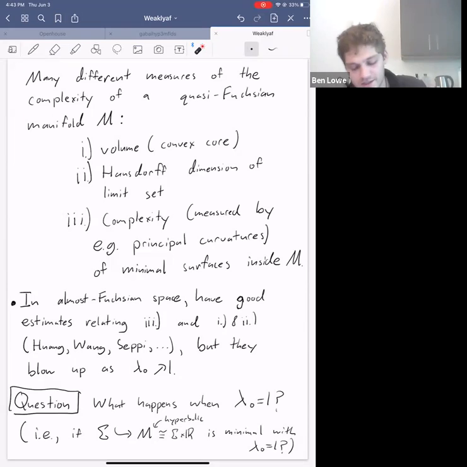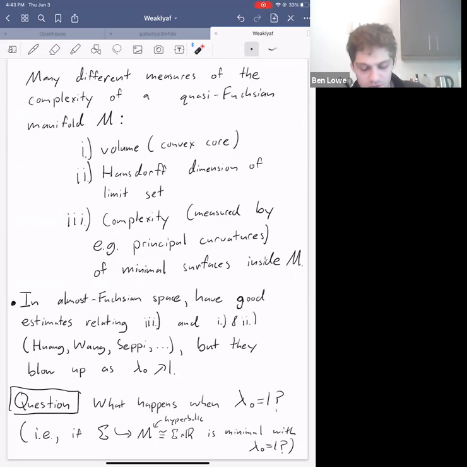And another measure of complexity that's probably not as well studied as 1 and 2 is just how complicated the minimal surfaces inside M are, right? So you can look at canonical surfaces inside your quasi-Fuchsian manifold, and look at how much they're bending as measured by the principal curvatures, right? If the ambient geometry is complicated, then you would imagine that the canonical surfaces inside your manifold have to also be more complicated to accommodate the complicated ambient geometry. And so that's a more geometric analysis way of measuring complexity.